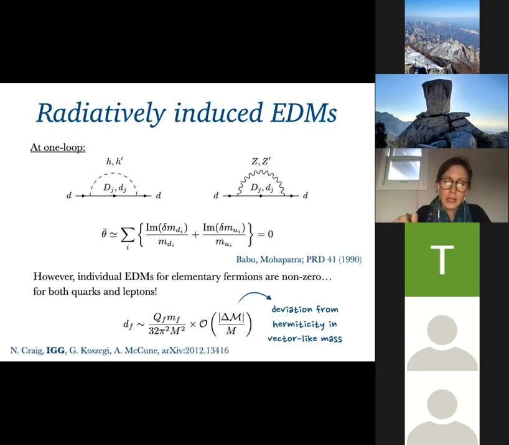However, there is another set of one-loop diagrams, which are the same diagrams, but with a photon line coming out of the internal fermion, okay? And this leads to a contribution to the electric dipole moments of elementary fermions, both quarks and leptons, that in general are non-zero. So parametrically, these EDMs have this form. They are proportional to the charge and mass of the fermion in question, and they are suppressed by two powers of the seesaw scale, the mass of the heavy fermion. And obviously, they are also proportional to the source of soft breaking. So this factor of delta M over M is my way of parameterizing how much the vector-like masses deviate from hermiticity.